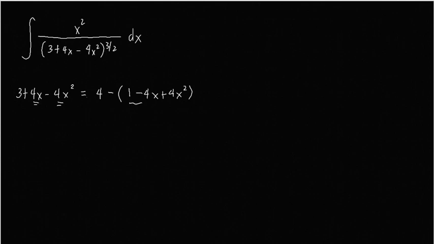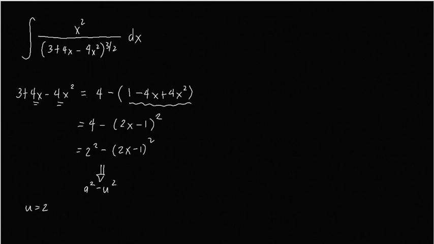Why do we do this? Because this one is a perfect square which can be expressed as 4 minus 1 minus 2x squared, but let us avoid the negative sign, so we can write it as 2x minus 1 squared to avoid the negative sign in the coefficient of x. So it now resembles 2 squared minus 2x minus 1 squared as a squared minus u squared, where u is equal to 2x minus 1 and a is equal to 2.